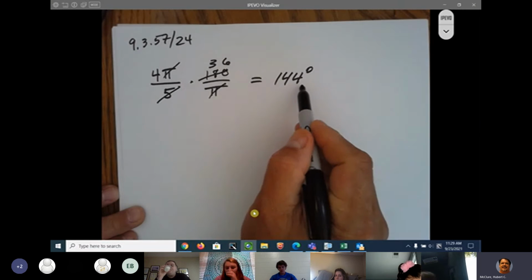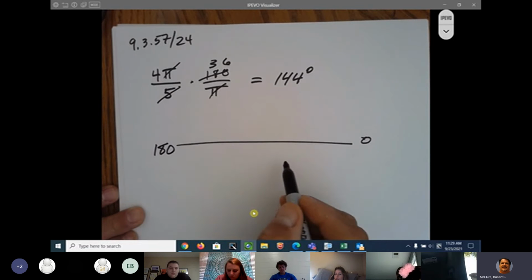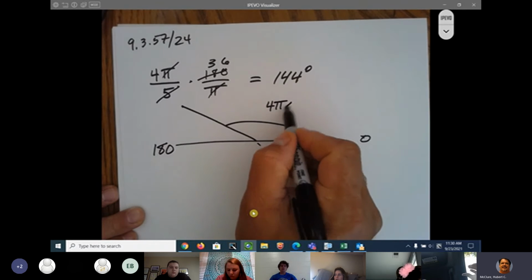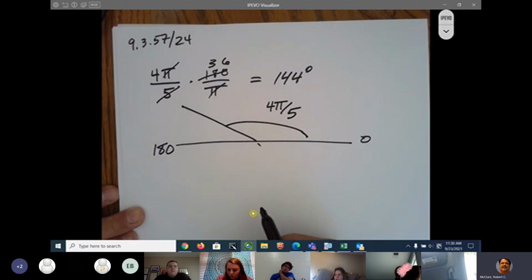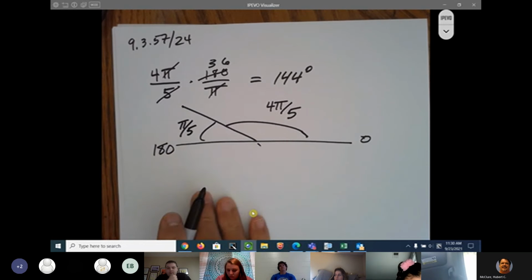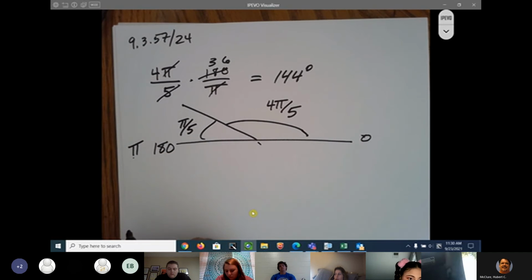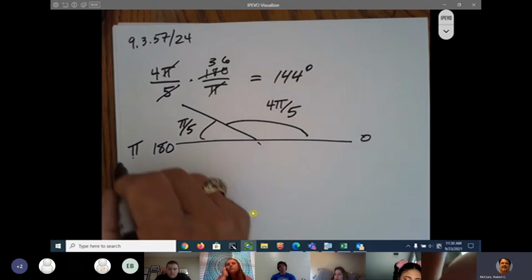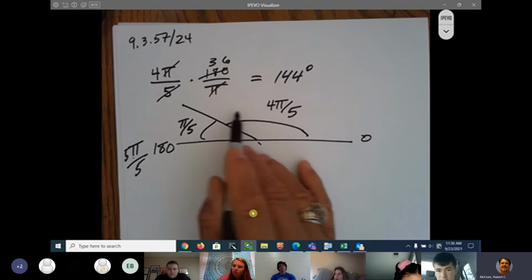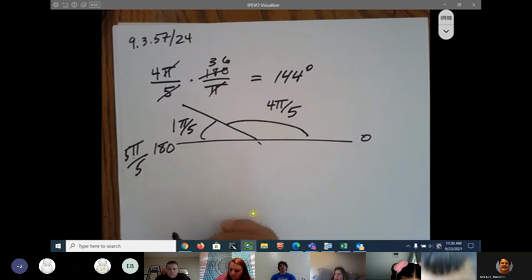All right, 144 degrees is between 0 and 180. So that means this is 4 pi over 5. So this right here would be pi over 5, because this right here is pi. And 5 pi over 5 would be equal to 180 with these two. So 4 pi over 5 plus pi over 5 is 5 pi over 5.